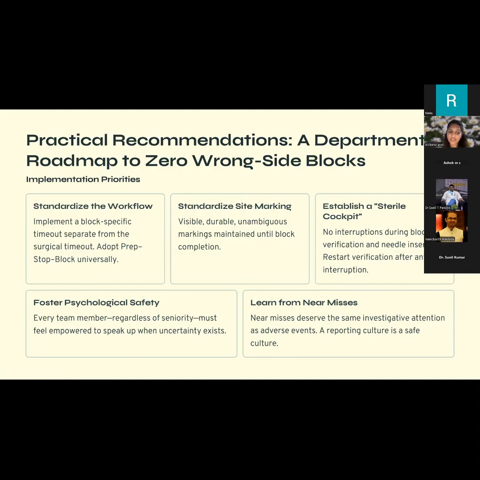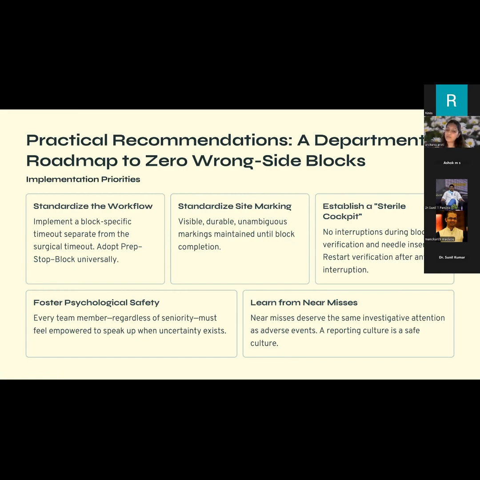Foster a psychological safety where every team member, regardless of seniority, must feel empowered to speak up when uncertainty exists. There should be no hesitation, and no assumption that thinking, oh, they're the senior, they know everything. No, a miss can happen to anyone, from a beginner all the way to the very experienced.